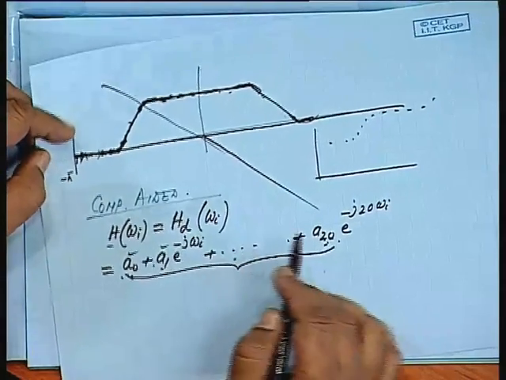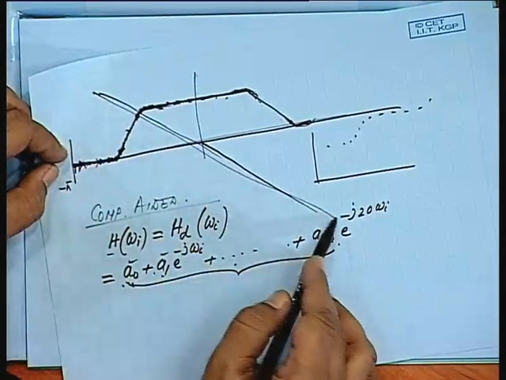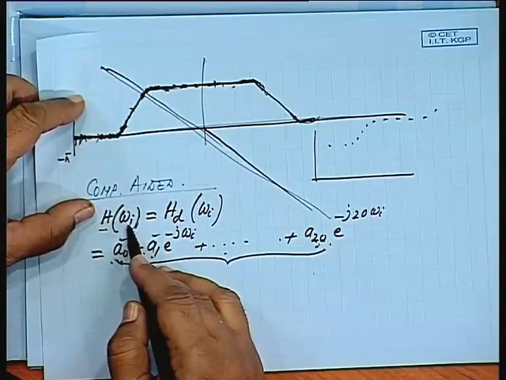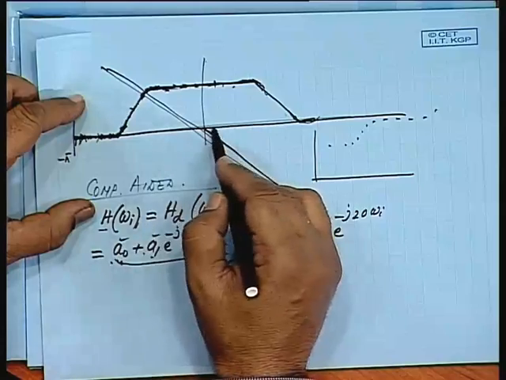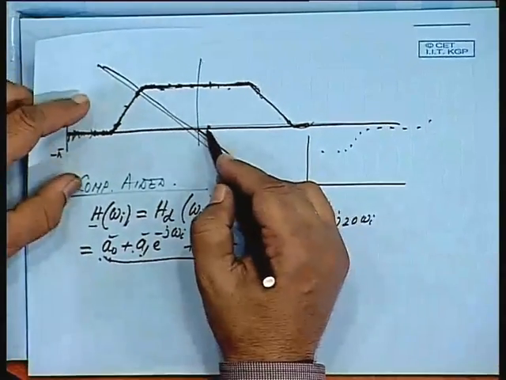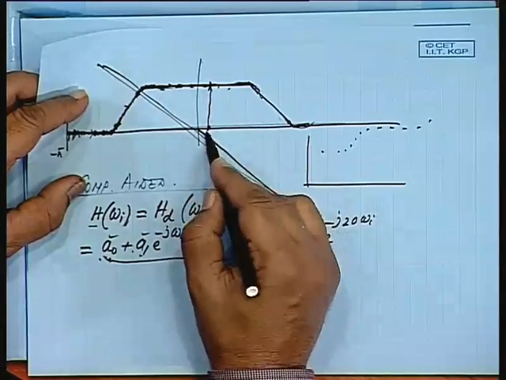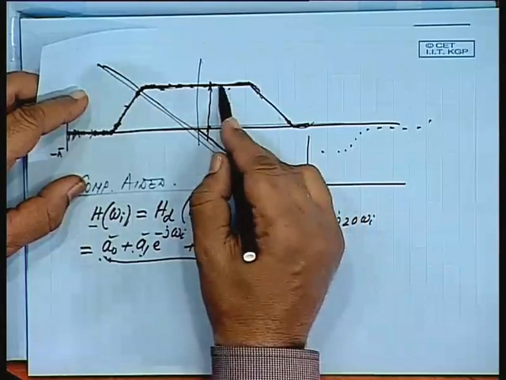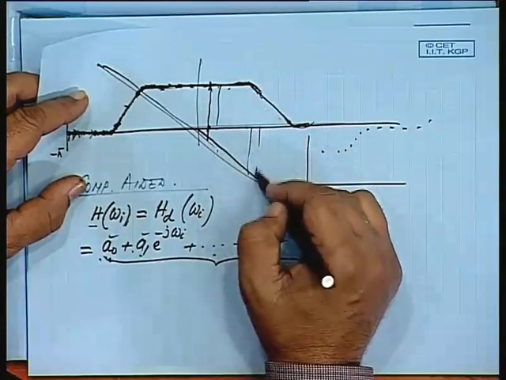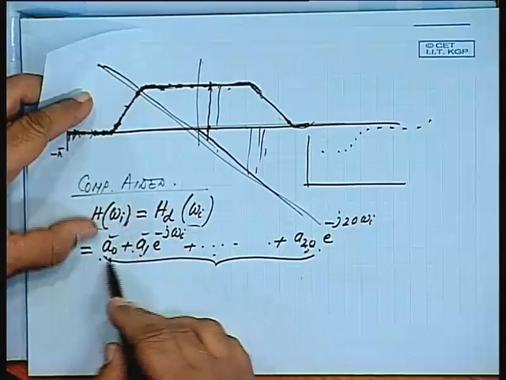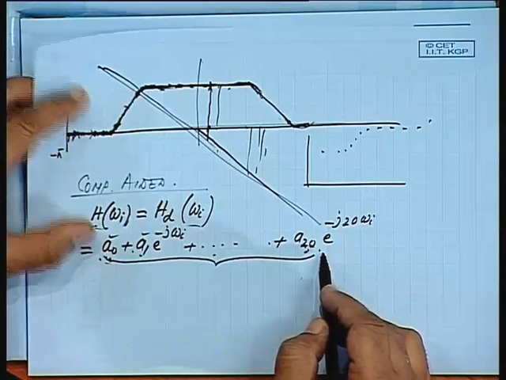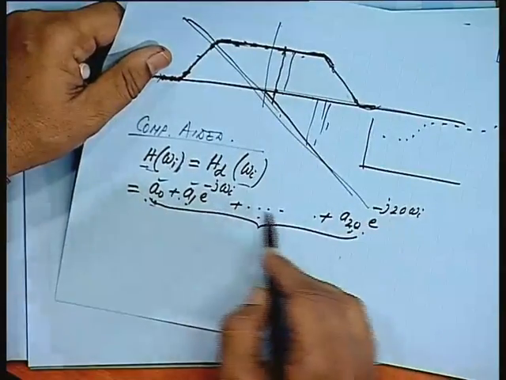Now, for each point given, H omega 1 is a complex number. That means at this frequency, say omega 51, this is the magnitude and this is the angle. At 52, this is the magnitude, this is the angle, and I have taken a large number of points here. So, correspondingly you have to calculate also the angle, and this is basically a complex equation, all right, with real coefficients.